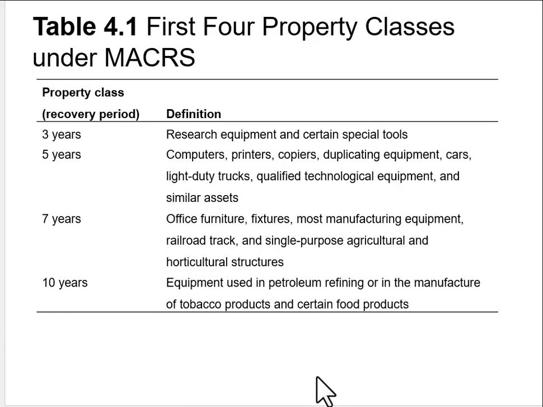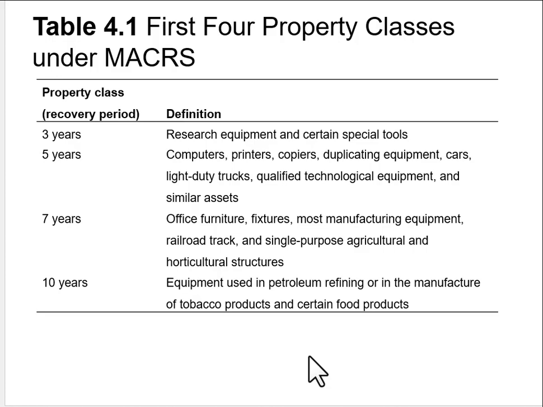The IRS provides us with a table that talks about the property class or the recovery period. So 5-year assets are things like computers, light-duty trucks, cars. Turns out real estate is 27 and a half years.